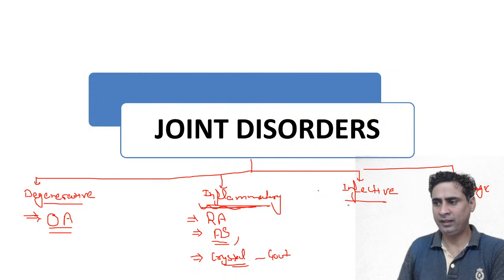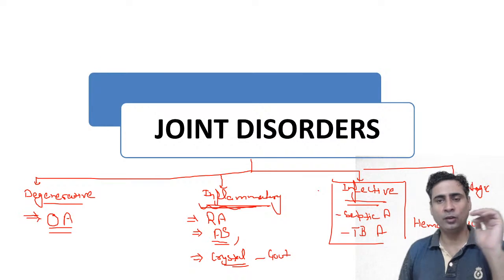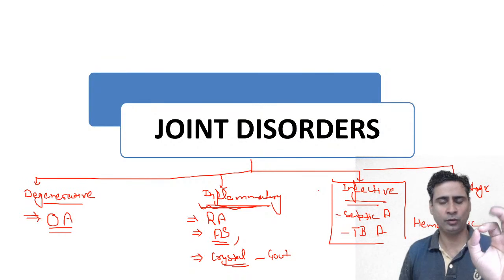Now in infective arthritis, either we can have pyogenic infection leading to septic arthritis, or we can have non-pyogenic infection like tubercular arthritis, that we are going to discuss in chapter of infections in orthopedics. And hemorrhagic arthritis, recurrent bleeding in the joint lead to damage to joint, that is hemophilic arthropathy.